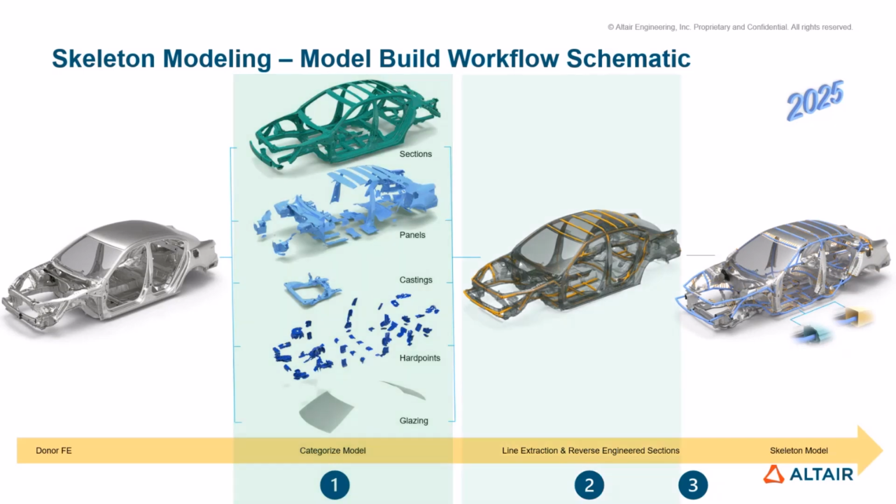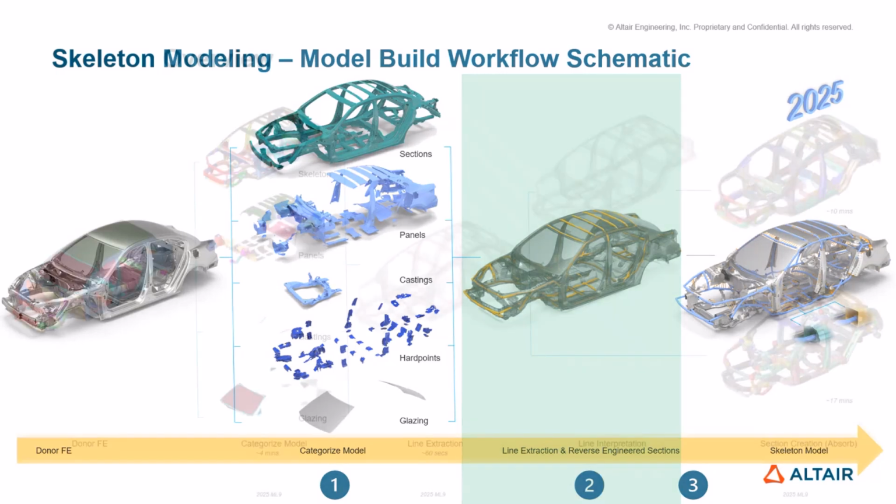Okay, so that's in 2025. This is also in 2025. So we can go from the sections, extract the midline, and then from that, we can then reverse engineer the sections based off that skeleton section set, and then create the reduced order model significantly quicker. And I'll go through a lot more details in just a second.